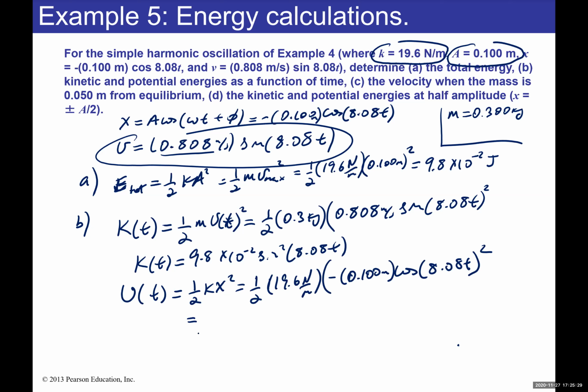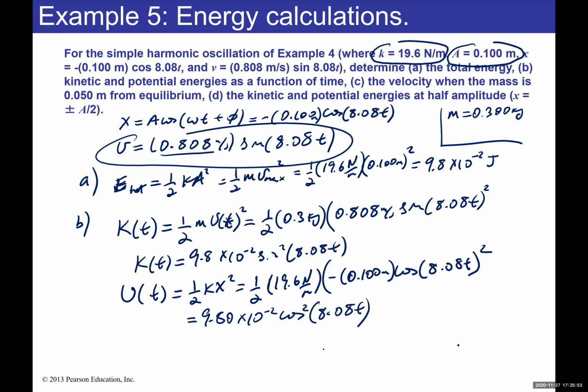So then this is going to be equal to 9.80 times 10 to the negative 2, then cosine square 8.08 t. And that's what we have for the potential energy as a function of time.